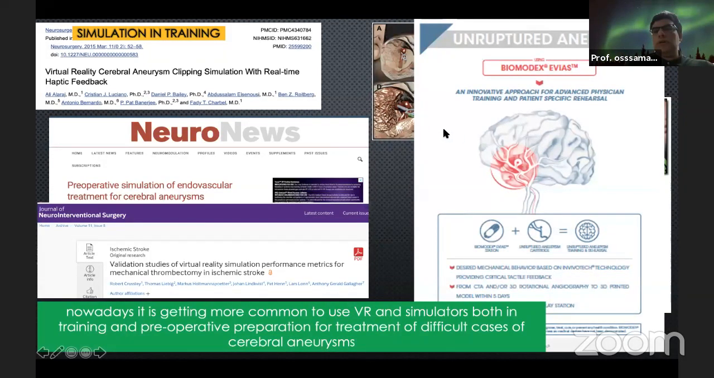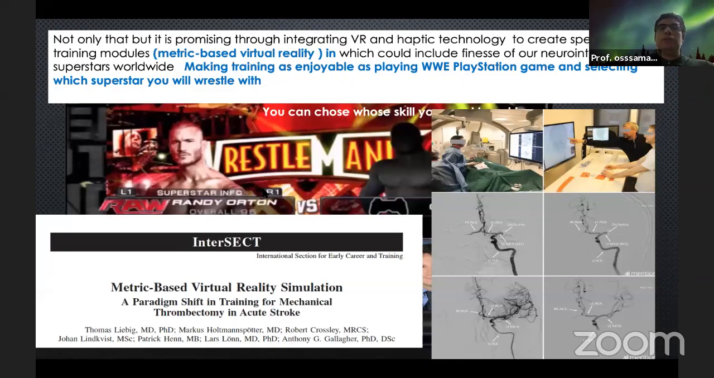It has taken FDA approval of their simulation tools. It's working on preparation for the treatment of difficult cases, and they started working on unruptured aneurysm, which is a big situation in deciding which treatment should be provided. I think it is promising, not only in this, through integrating virtual reality and haptic technology to create special training modules.